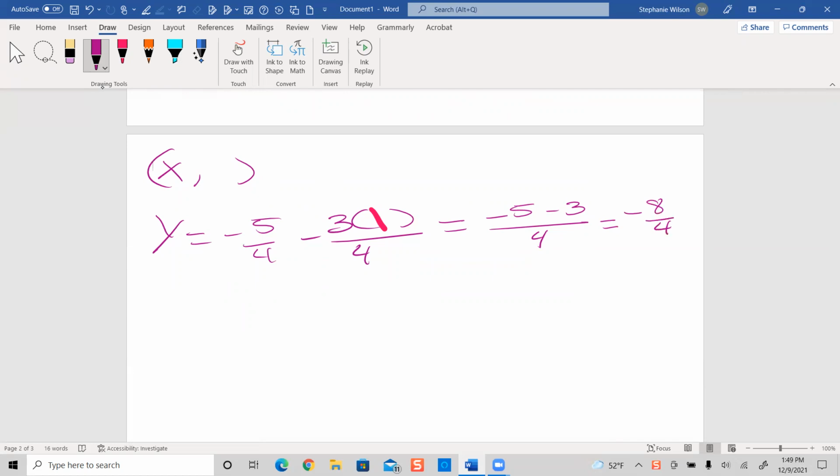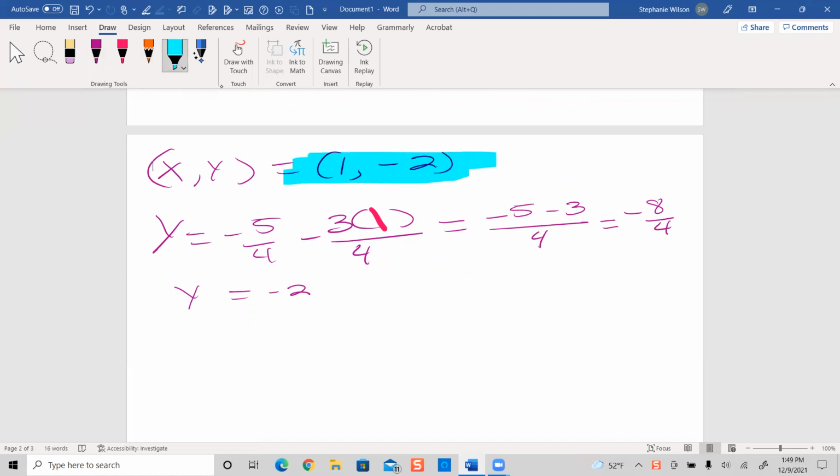Now I'm going to divide it out. 4 goes into -8, -2 times. So now I know my value for my y. And this is my ordered pair. And this is using the elimination method for a system of equations, solving for 2 unknowns.